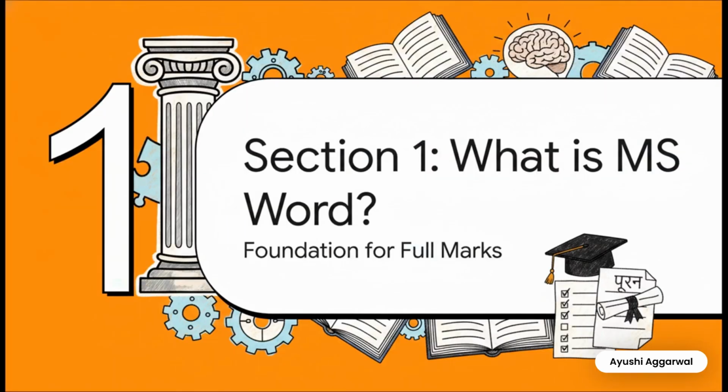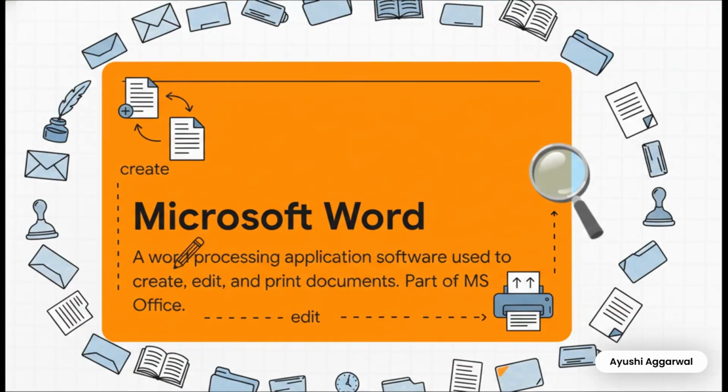All right, let's kick things off with the absolute basics. It's really important to understand what MS Word actually is, because a strong foundation is the key to scoring full marks. Okay, so in simple terms, MS Word is an application software that we use to work with documents. Now, there are three keywords here that are super important, the ones that examiners love to ask about. Create, which means making a new document, edit, which is all about making changes, and print, getting it on paper. And remember, it's a core part of the Microsoft Office suite.